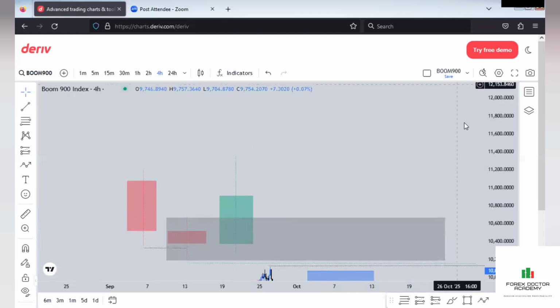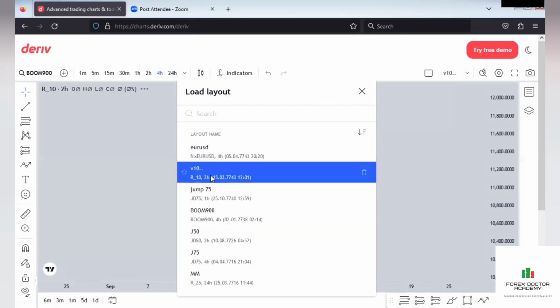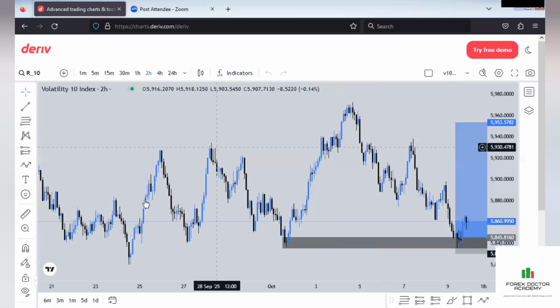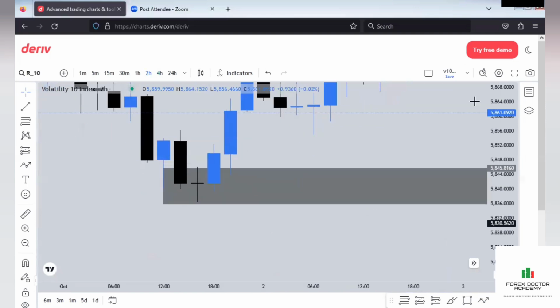Now, mind you, this is common on Euro USD and GBP USD. I also have this pattern occurring on the volatility 10 index, and it goes on synthetics too. So let us see.